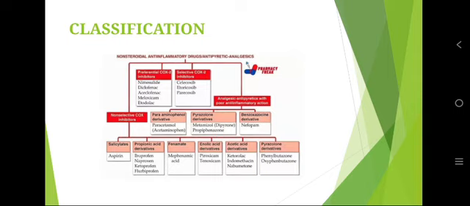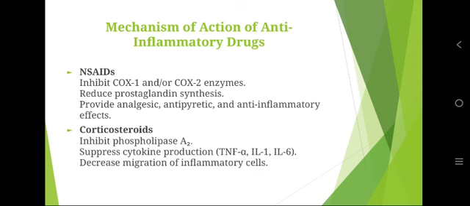And then classification of anti-inflammatory drugs. The anti-inflammatory drugs are mainly classified into two types, that is non-steroidal anti-inflammatory drugs and corticosteroids. These non-steroidal anti-inflammatory drugs are classified into many types such as selective COX-2 inhibitors, non-selective COX inhibitors, etc. And corticosteroids block the phospholipase A2 enzyme, and non-steroidal anti-inflammatory drugs block the COX enzymes.